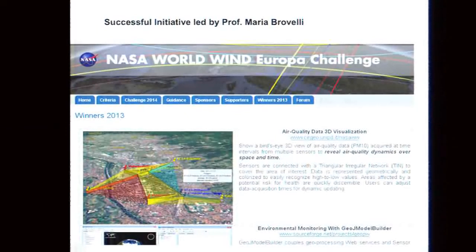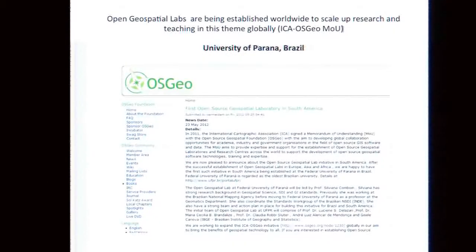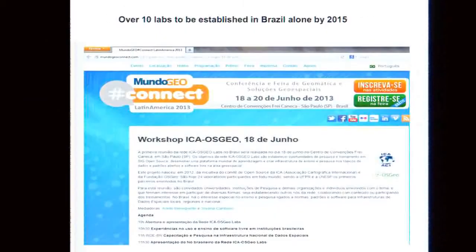But each of these labs, they have been not just doing their own teaching and research, but they have been doing so much bigger initiatives which benefit the wider community as well. And an example from Brazil, this is University of Paraná. We established the lab in Brazil last year, and within just 2-3 months, they started organizing workshops, and they had their first workshop last June, and they had more than 10 labs now interested to join our network and start establishing more labs in Brazil.